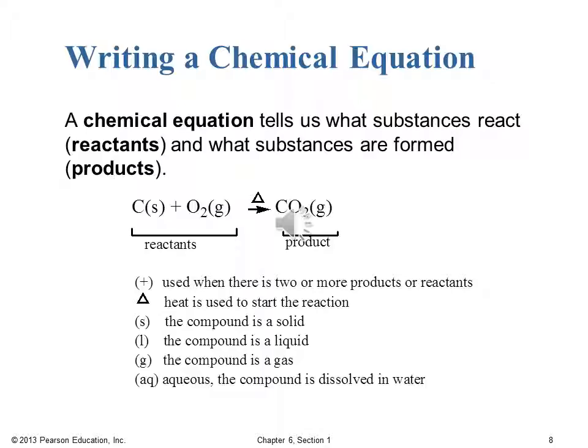The S in parentheses is to indicate that that particular substance was a solid, either as a reactant or a product. L in parentheses indicates a liquid. G in parentheses indicates a gas. So here we had solids and gases, no liquids involved. And then finally, AQ would indicate that it's aqueous, it's dissolved in water. There can be other solvents, but in our course, we stick with aqueous conditions. 142, we talk about some non-aqueous conditions, but here we're looking at water-based chemistry.